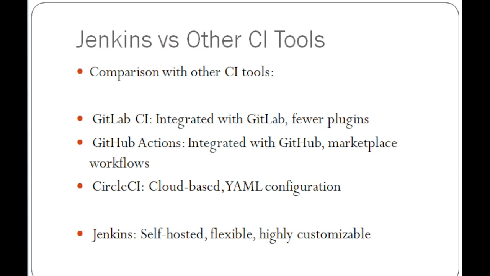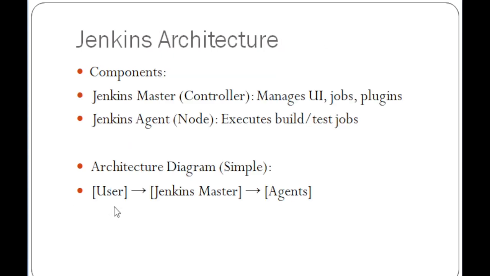Now let's go to the Jenkins architecture. Jenkins provides two components. One is the Jenkins master, also known as the master control node. It manages the UI, jobs and plugin installations as well. And another component is the Jenkins agent. The Jenkins agent basically executes builds, runs test jobs and creates the builds as well by using the Jenkins agent node.